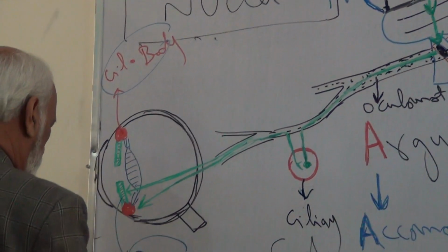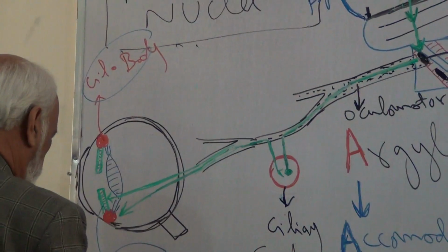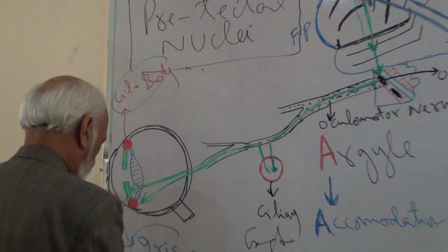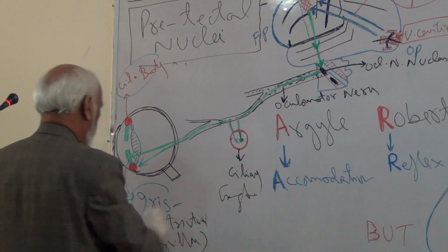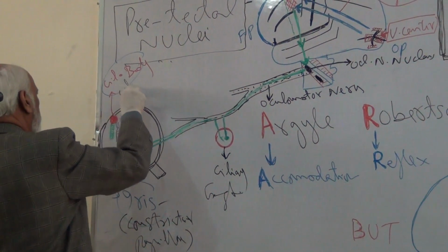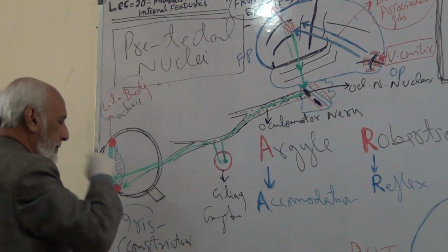Iris supplies the constrictor pupillae muscle, and here the ciliary body supplies the ciliaris muscle.